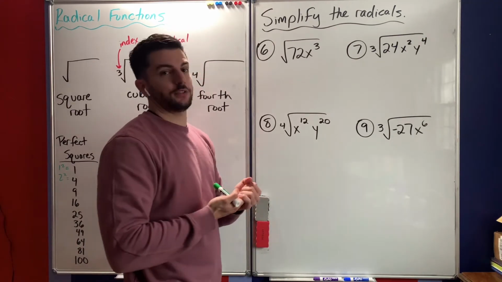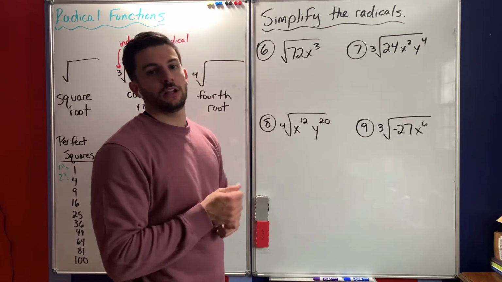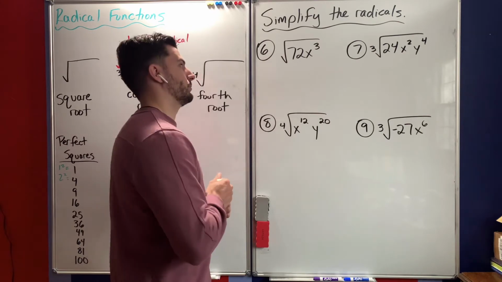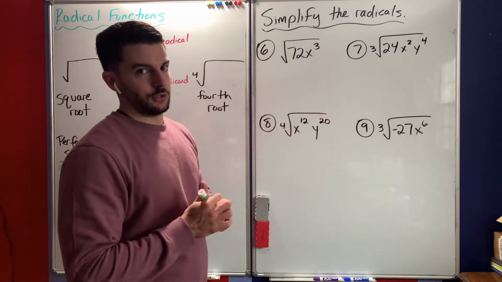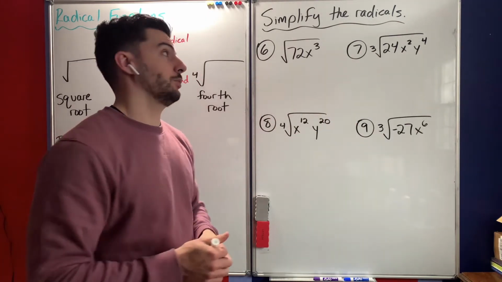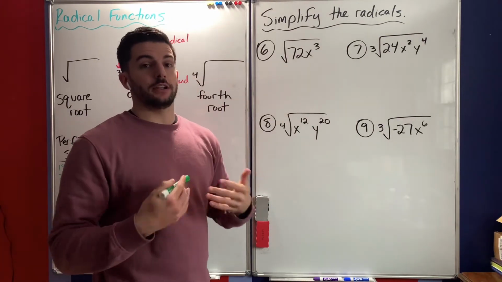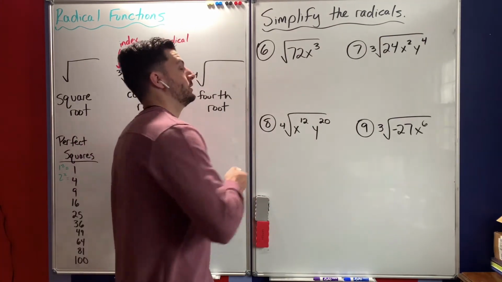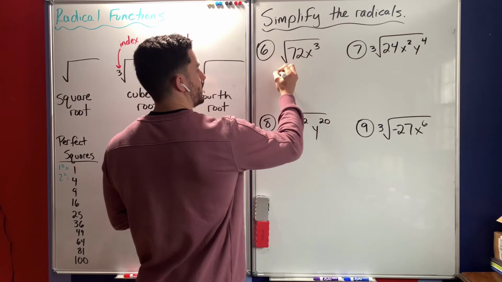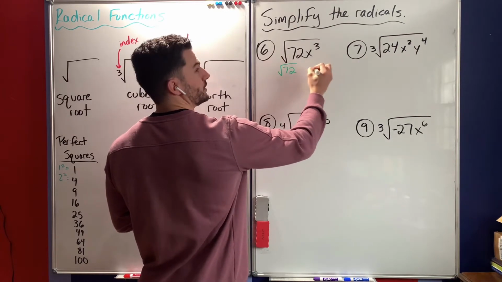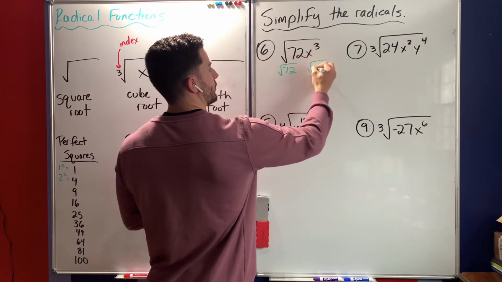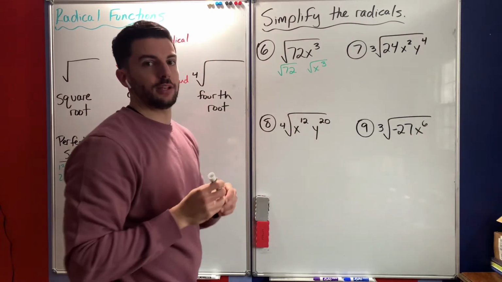Like if you did the square root of 72, you'd get like 8.4 something or 8.5 something. And we don't want the decimal answer, okay? So we're gonna have to do something where we, again, simplify or reduce this radical part. So again, what we can do is just kind of break it up. Square root of 72, square root of x cubed. Okay, we can kind of separate these.